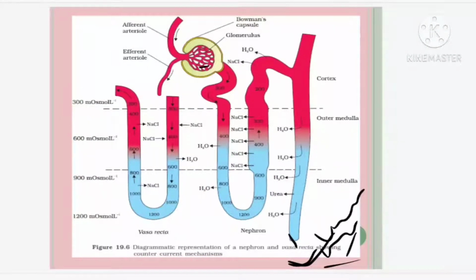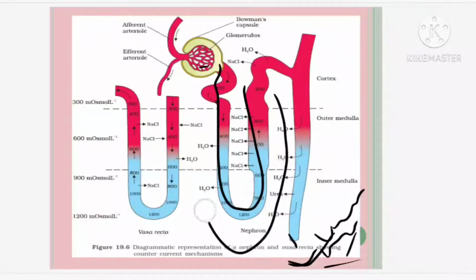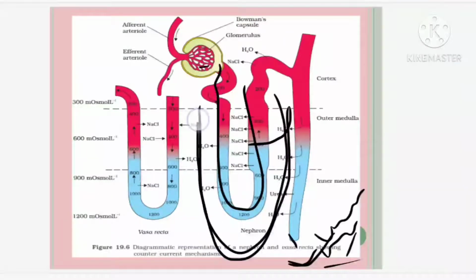Because I told you the flow is in opposite directions. You can find the filtrate is moving descending, ascending, but the blood is moving in the opposite way, descending, ascending. Okay. So, that is why we call it what? Counter current mechanism. Salt which is given from the Henle's loop, the ascending part, is taken by the descending part of the Vasa recta. Salt-loaded blood is coming over here.